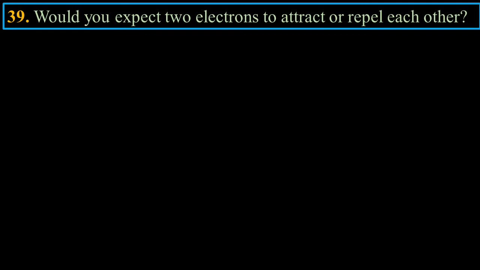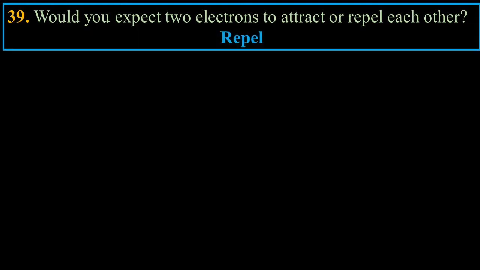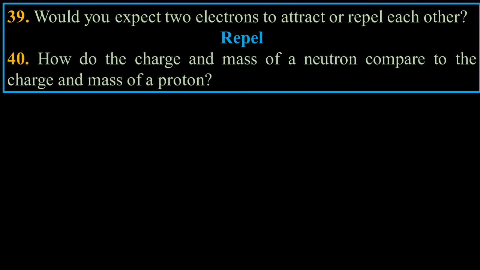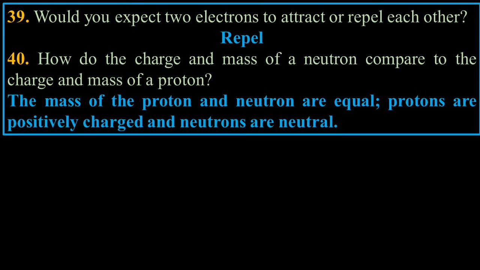Would you expect two electrons to attract or repel each other? Well, as a young person, you know that opposites attract and like charges repel, so it would be a repel. Just from your own experience as a kid learning in school, like charges repel. How do the charge and mass of a neutron compare to the charge and mass of a proton? Well, same mass, however, the neutron is neutral. The mass of the proton and neutron are equal. Protons are positively charged and neutrons are neutral.